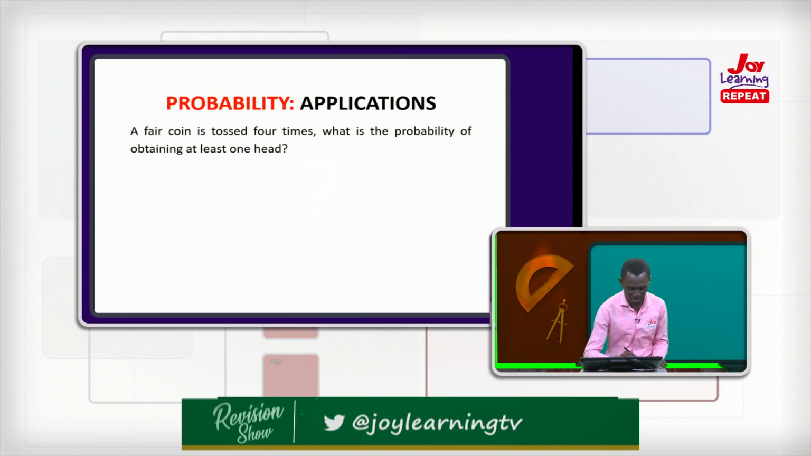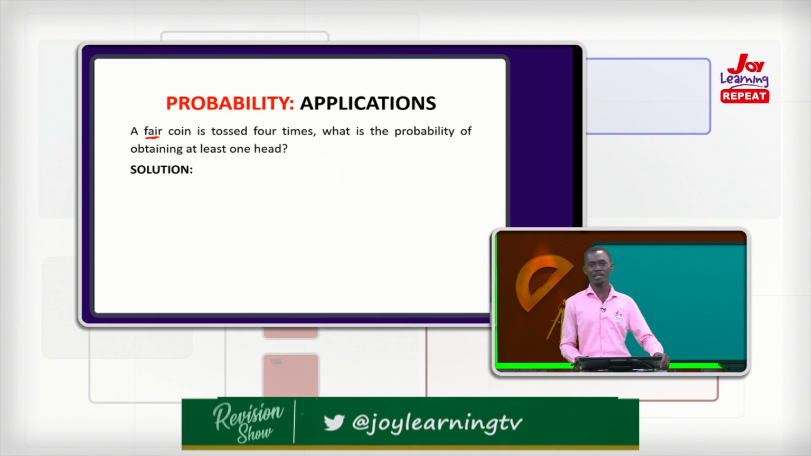I'll pause on my solution while you give it a try. A fair coin. Notice we have qualified it. It's fair. In other words, this estimator is impartial and can give us all the possible outcomes, a head or a tail. But that fair coin was tossed 4 times. What is the probability of obtaining at least 1 head? All right. While you give it a try, let me bring in a caller.